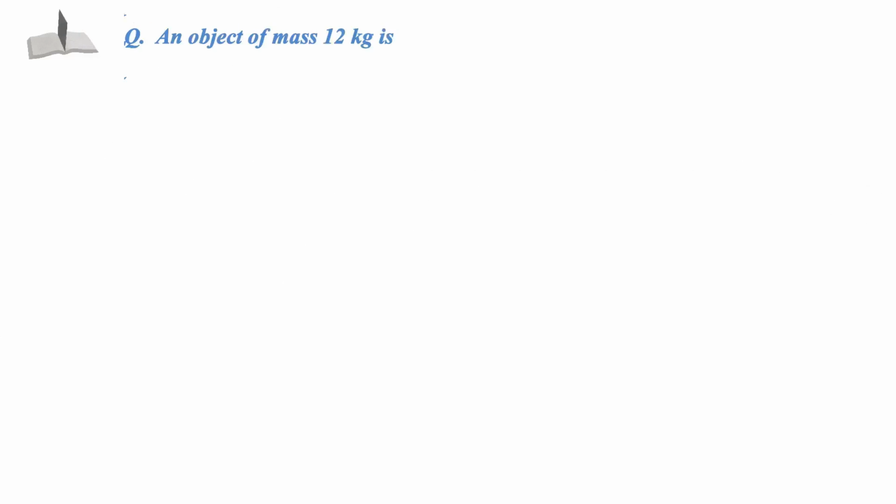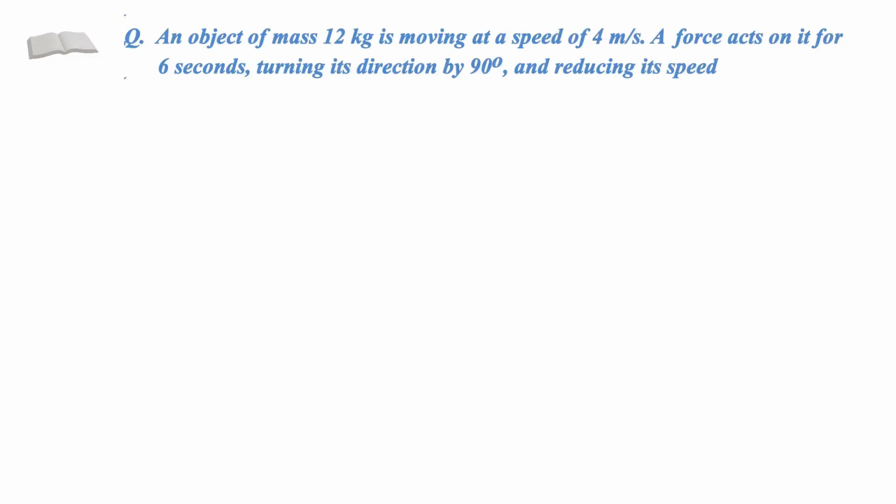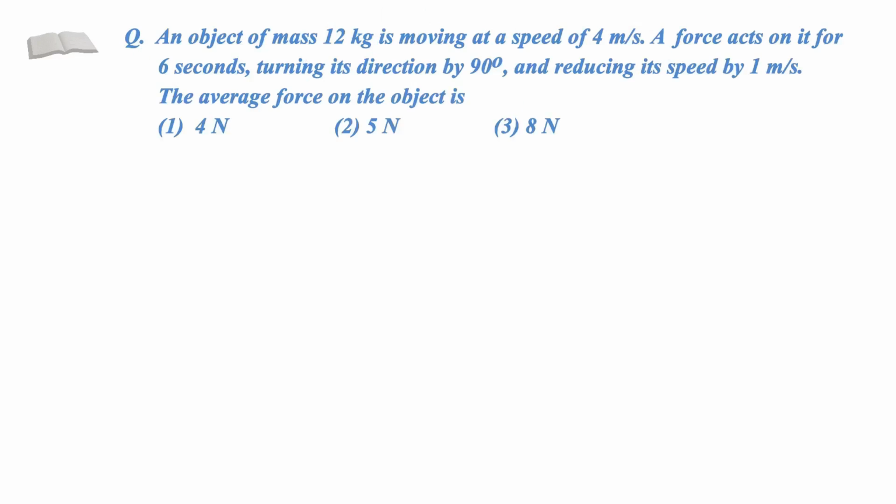An object of mass 12 kg is moving at a speed of 4 meter per second. A force acts on it for 6 seconds, turning its direction by 90 degrees and reducing its speed by 1 meter per second. The average force on the object is?